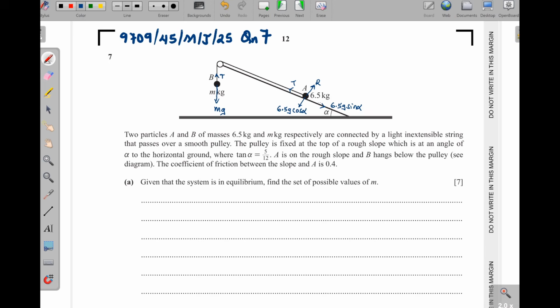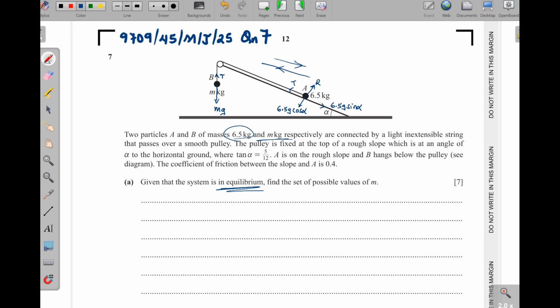Then if they are saying two possible values of m, we are going to consider two scenarios where A can move upwards or can move downwards. Okay, now they say that the system is in equilibrium, so we don't know whether m is bigger than the 6.5.